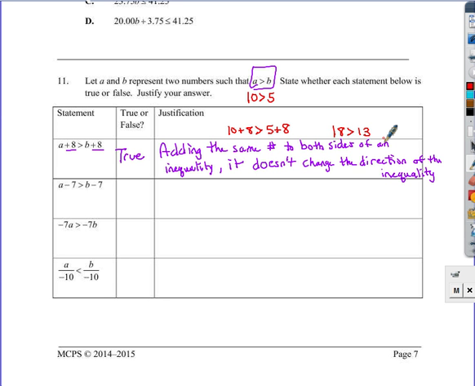The second one, A minus 7 is greater than B minus 7. So same idea, you can subtract the same number on both sides of an inequality and it won't change your sign.